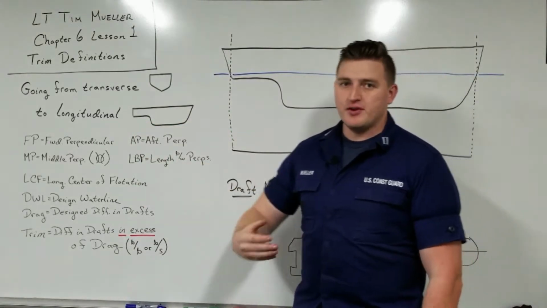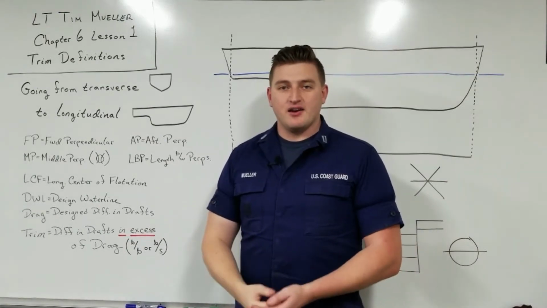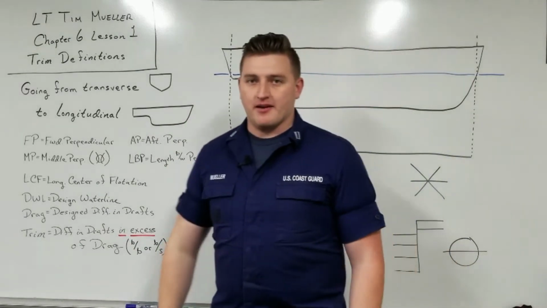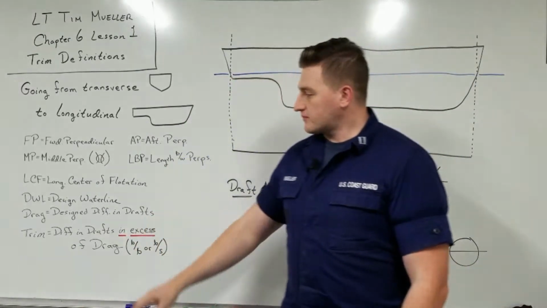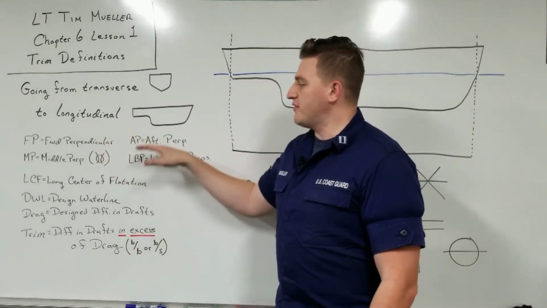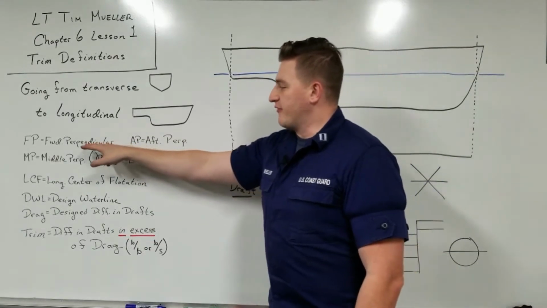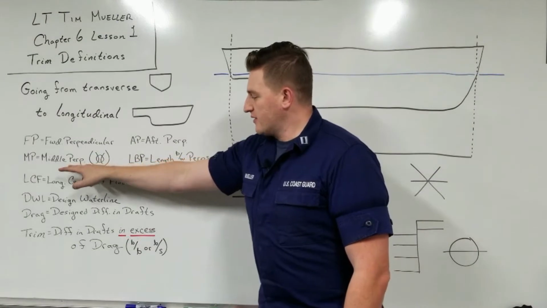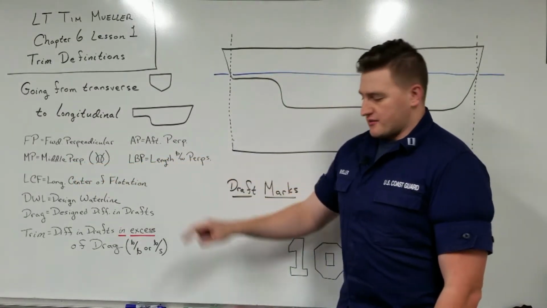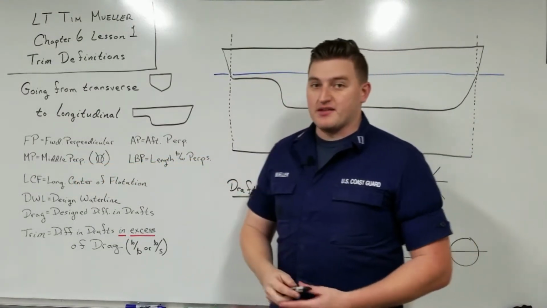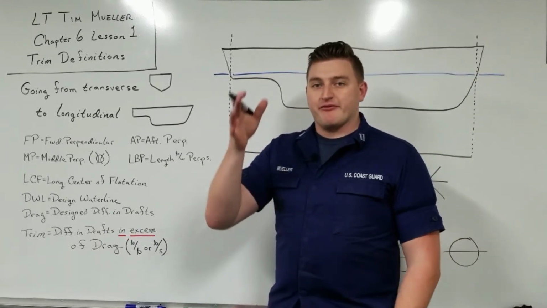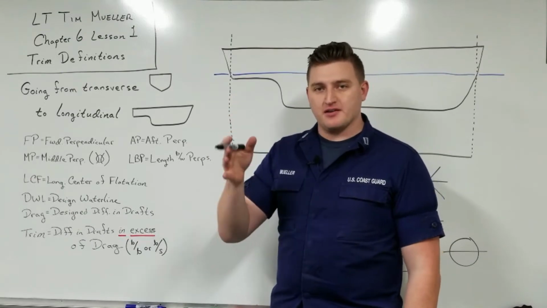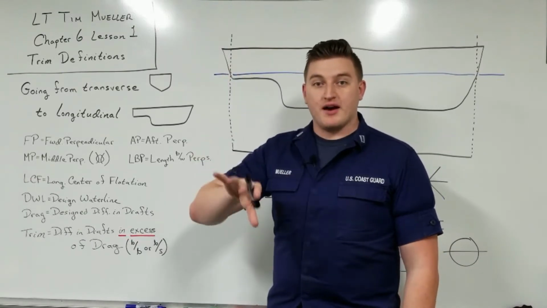Now there's a couple new terms that we have to identify here in this part of the video. I'm going to draw them on this large diagram here on the right of the screen. Now first off, we have a few that are all very mixed together. We have forward perpendicular, aft perpendicular, middle perpendicular, and length between perpendiculars. And they are just exactly what they sound like. We know that a ship is made up of frames, and these frames run transversely, and they are pretty much perpendicular to the waterline of the ship.